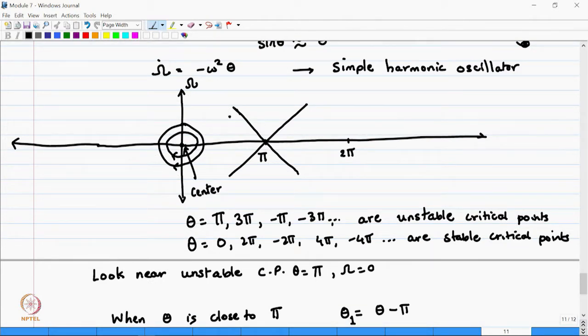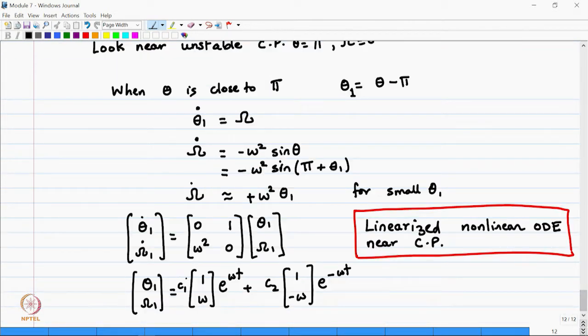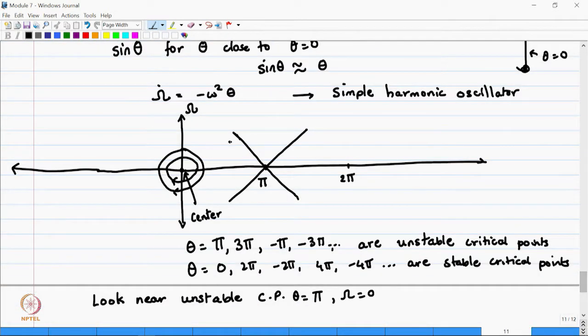Then what will happen to the trajectory is that as time increases, this trajectory will cross 0 and then go in the other direction, and it will keep going away. So theta 1 will keep increasing; in this case theta 1 is negative.